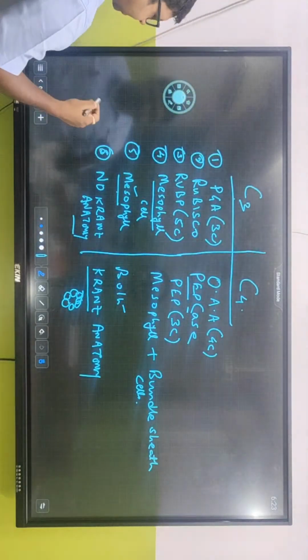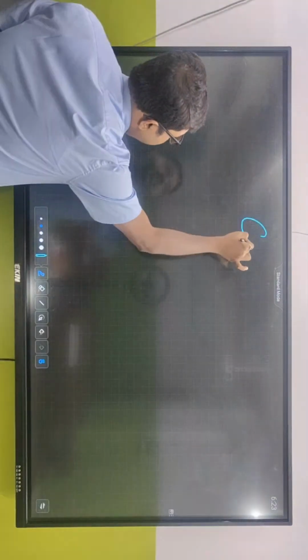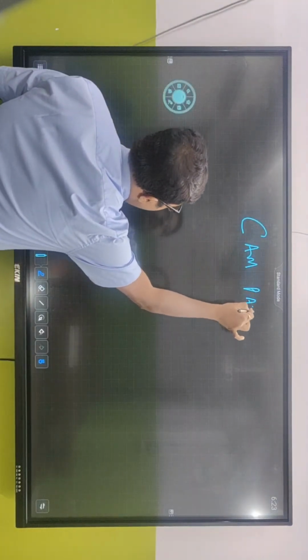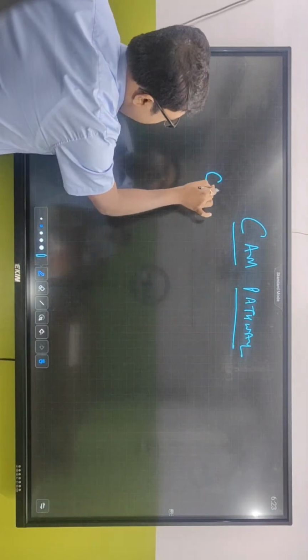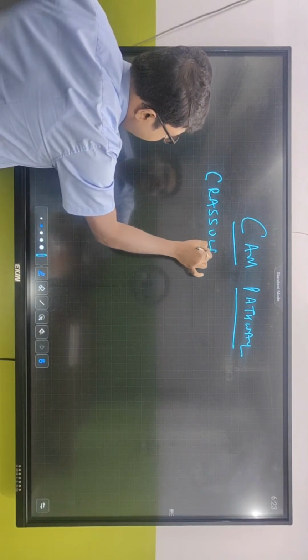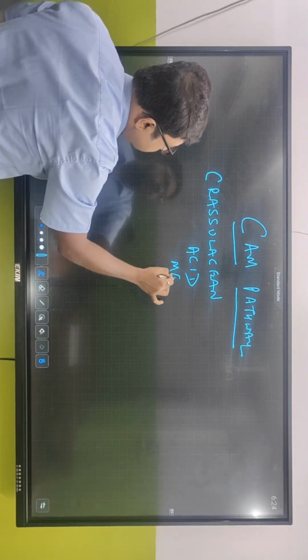চলো, C3 and C4 এর একটা difference আমরা দেখলাম. Now we are going to start with what is called the CAM pathway. What is CAM? CAM is called crassulacean acid metabolism.